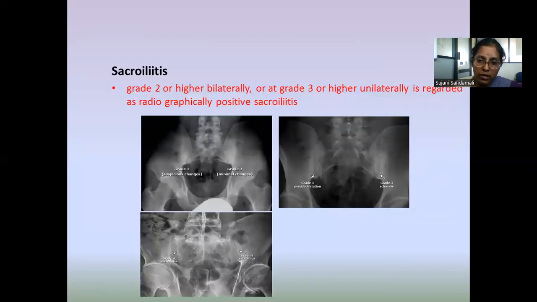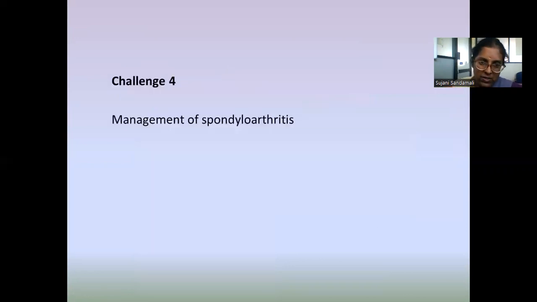Here I have put some pictures of sacroiliitis in the sacroiliac joint, the grade 1 here, and the grade 2, the minimal changes with sclerosis, and the pseudodilatation here, and the sclerosis, and the complete fusion, which is grade 4. Grade 2 or higher bilaterally, or grade 3 or higher unilaterally, is regarded as radiographically positive sacroiliitis.